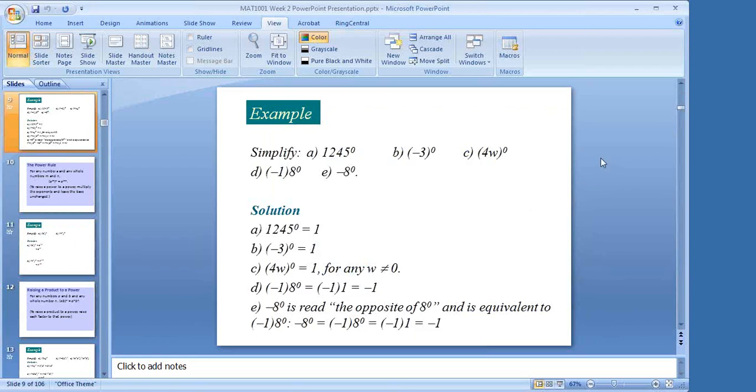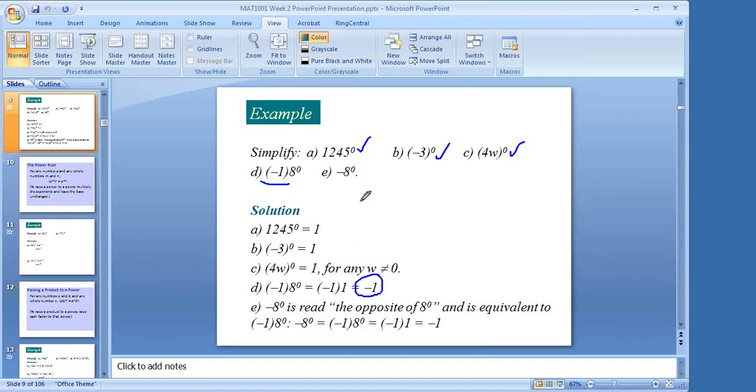All right, let's take a look at example A. That's equal to 1 because that's something raised to the 0 power. That's equal to 1 because the whole thing is raised to the 0 power. D is not equal to 1 because only 8 is being raised to the 0 power. So what we have is negative 1 times 1, and our answer for that problem is negative 1.